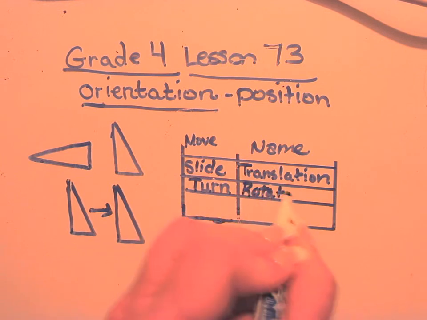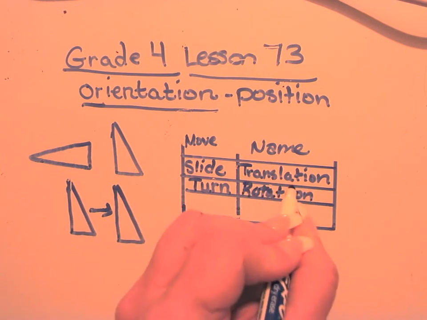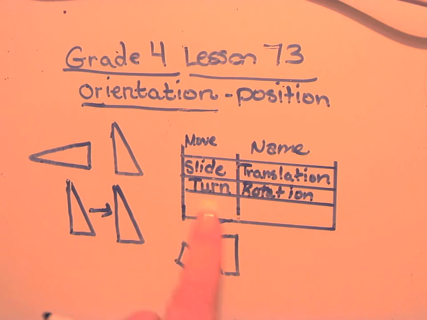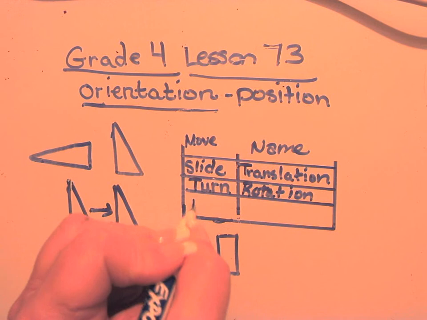Rotation. We can remember that turn is rotation because the earth turns, or it rotates. So when we think of a rotation, we think of something turning, like when the earth turns, it's rotating. And so rotation and turn mean the same thing, and that's that math word that we want. Rotation is a turn.